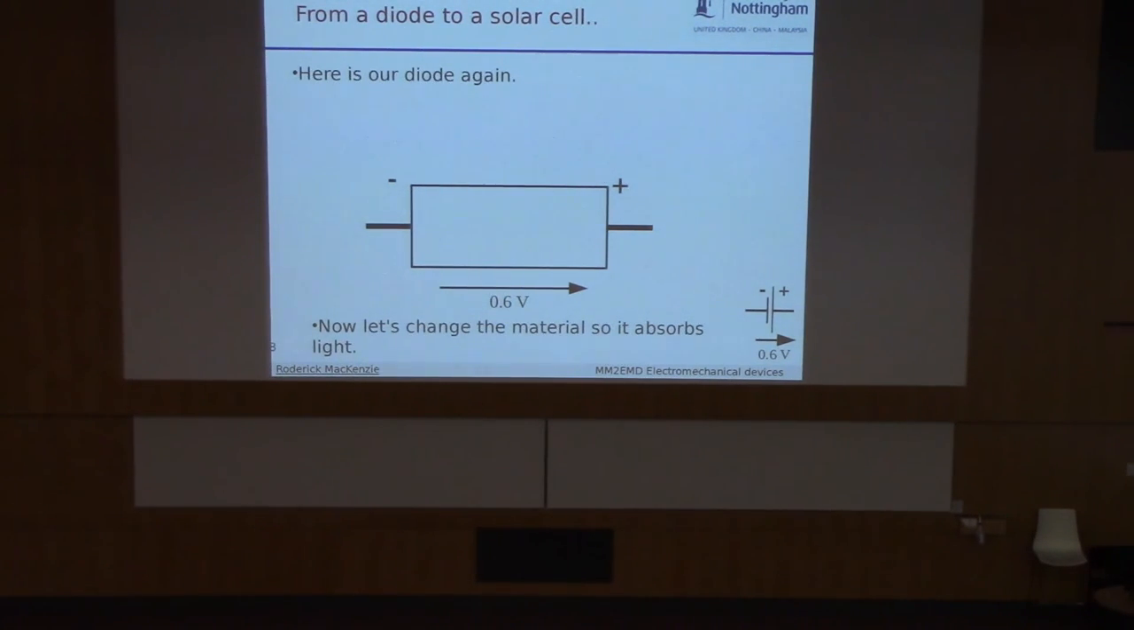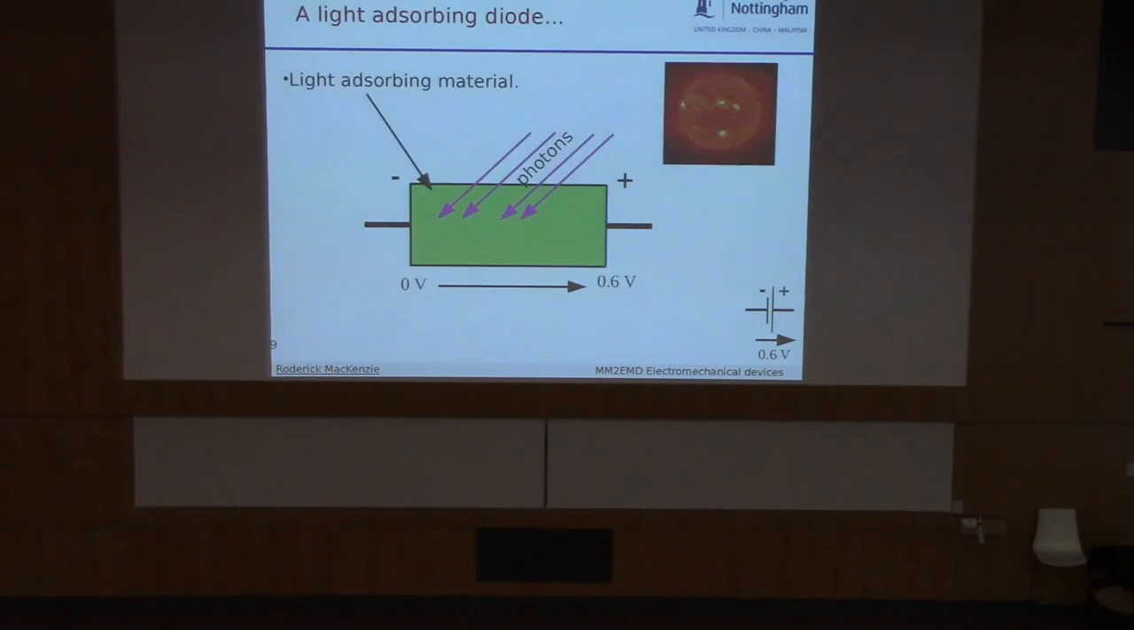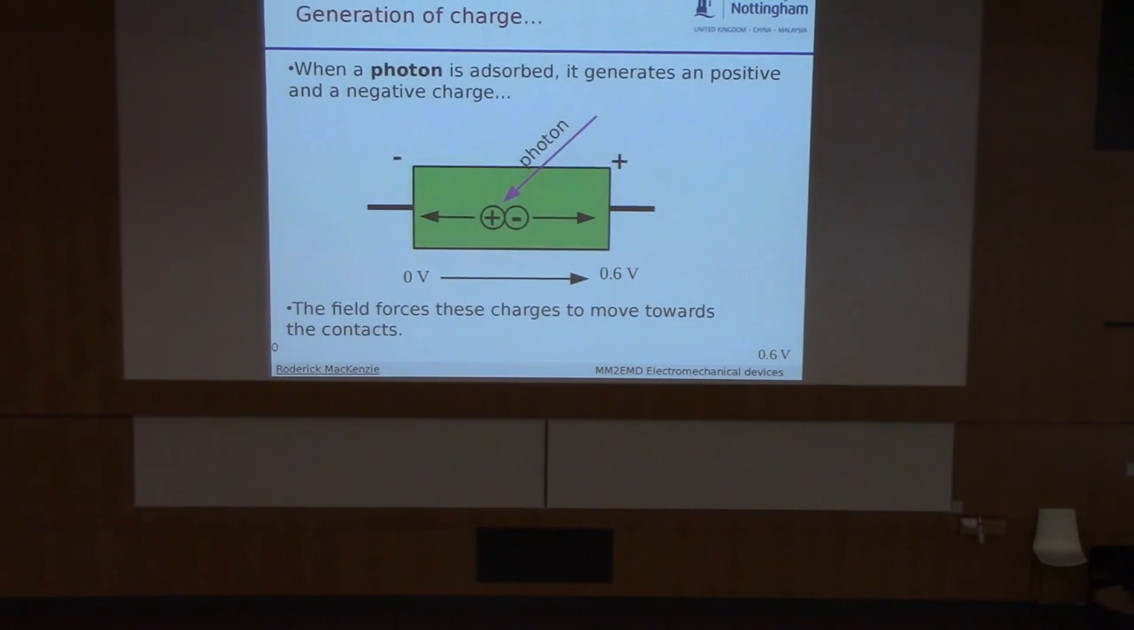Okay. So now, let's have some light coming into our material. Here's our sun, and we have some photons coming into our diode. And these photons are going to get absorbed in our material. So this could be a silicon diode. What happens is these photons generate charge. They generate positive charges and negative charges. These are called electrons and holes.